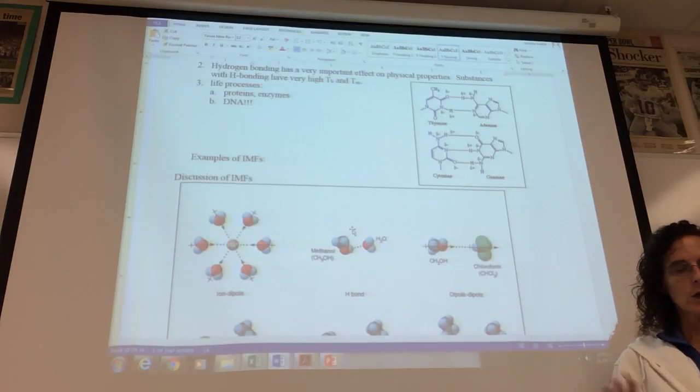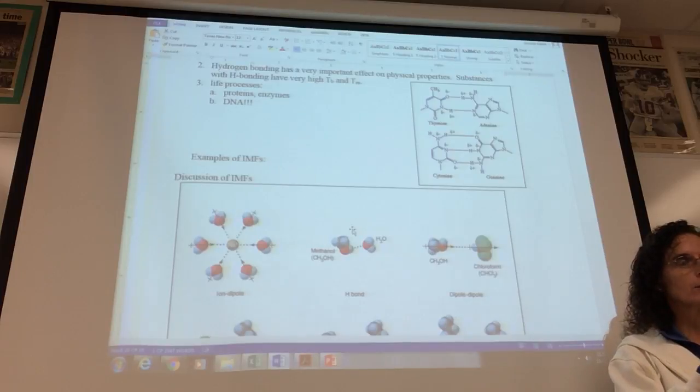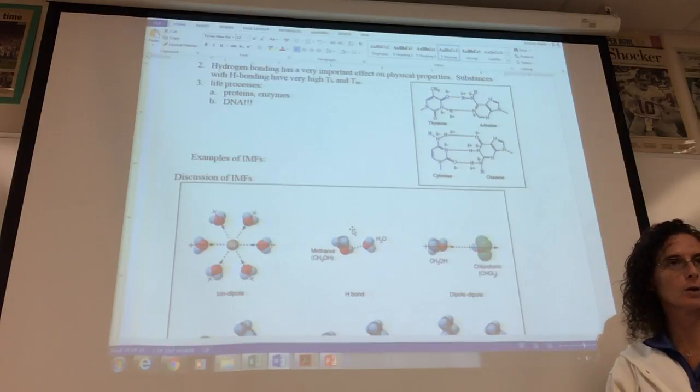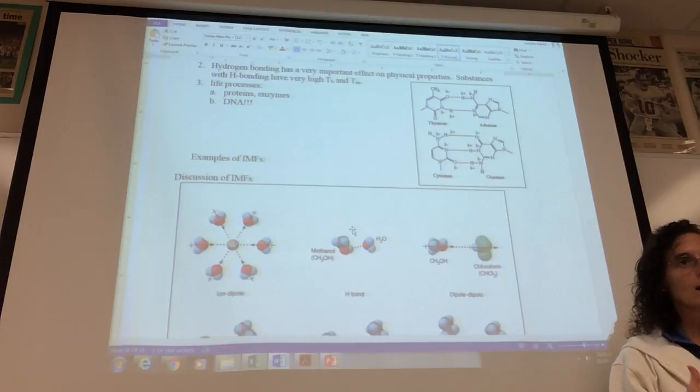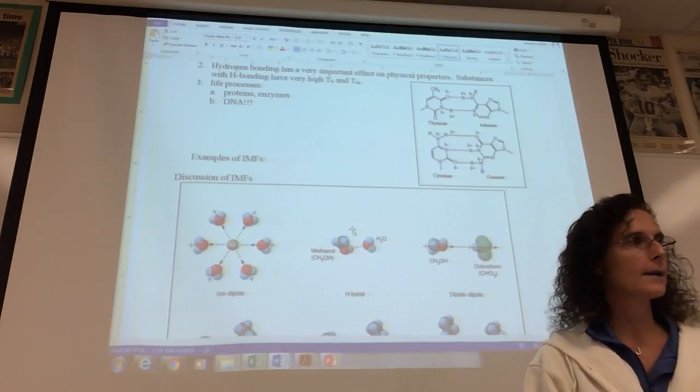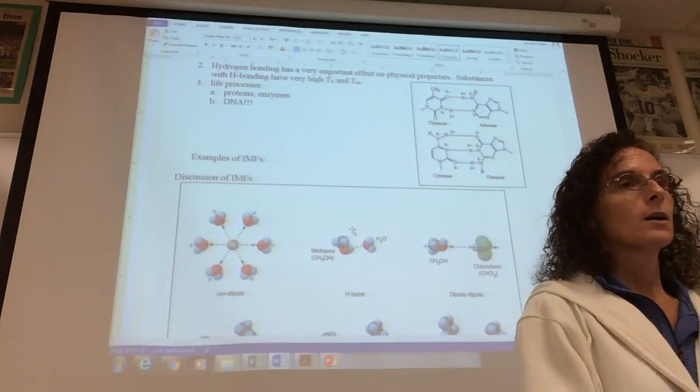All right? So make sure you can differentiate between a polar and a nonpolar molecule so that you can tell whether the molecule exhibits LDFs only, LDFs and dipole to dipole, as well as all 3. All right? Questions here?